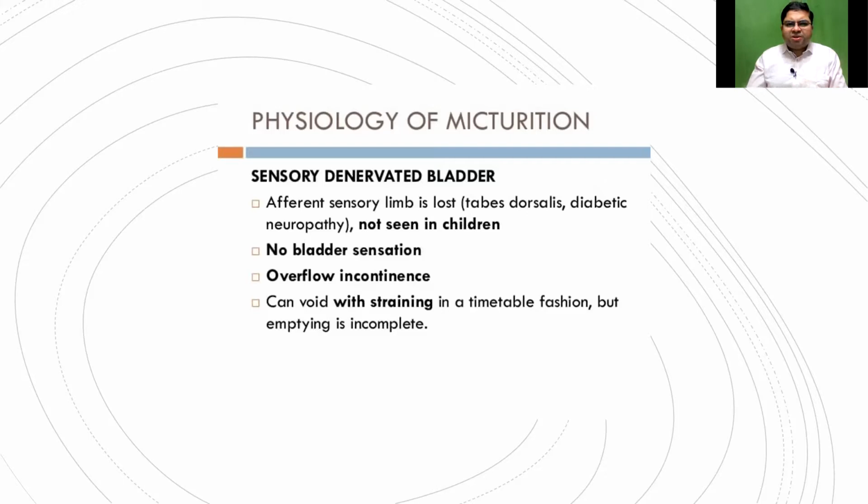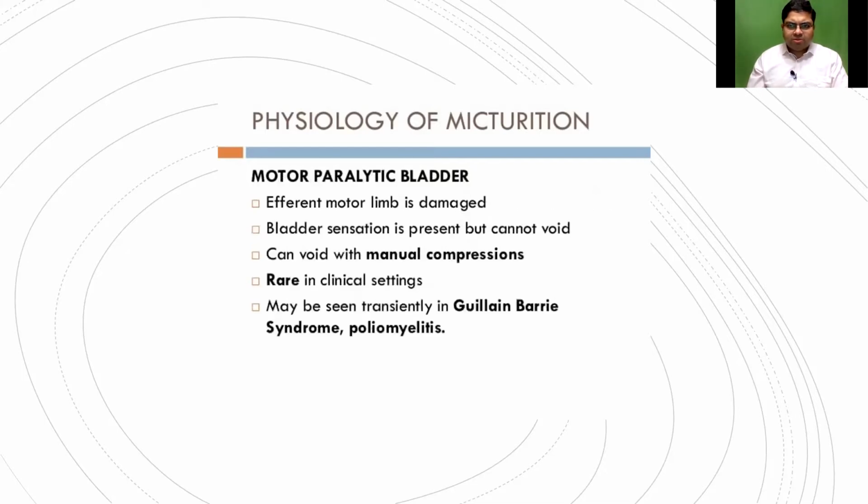Sensory denervated bladders: these patients don't have any sensory input from the bladder via the afferent fibers. This happens in tabes dorsalis, diabetic neuropathy, and they have overflow incontinence. They have no bladder sensation. They have to strain. So timed voiding becomes very important, and they have to go for CISC, clean intermittent self catheterization. So motor paralytic bladders are basically where the motor effect, the parasympathetic, is gone, and it happens with Guillain-Barré syndrome, and they have to compress the bladder by Credé's maneuver to empty.